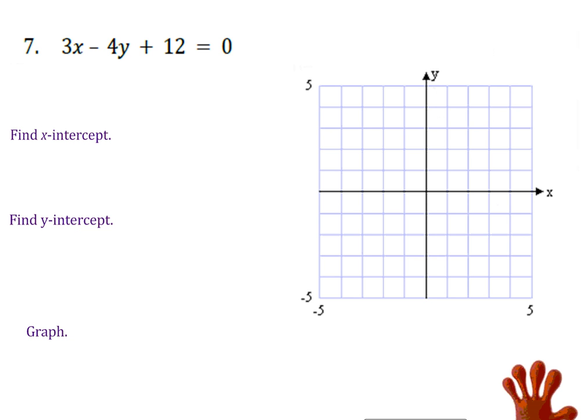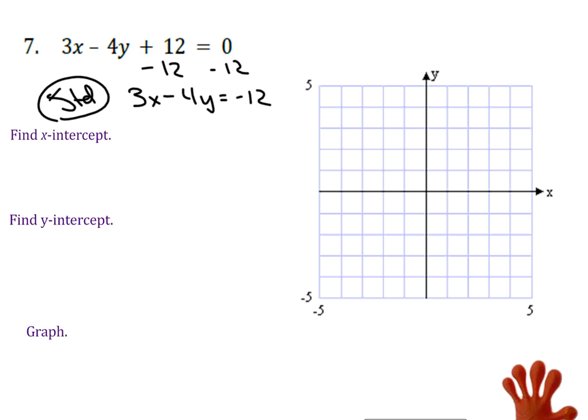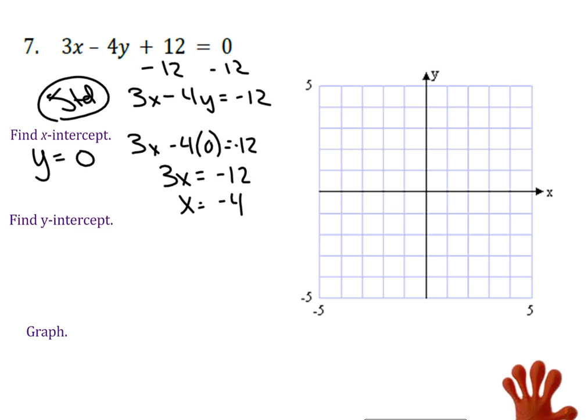So once again, this is not quite in standard form, but it's close, so we can make it standard form very easily. A little algebra, move it over. 3x minus 4y equals negative 12. Now I'm in standard form. So find the x-intercept. Remember, that's what happens if y equals 0. So I want to put 0 in for y. So a little work, 3x equals negative 12. So x is going to equal negative 4.